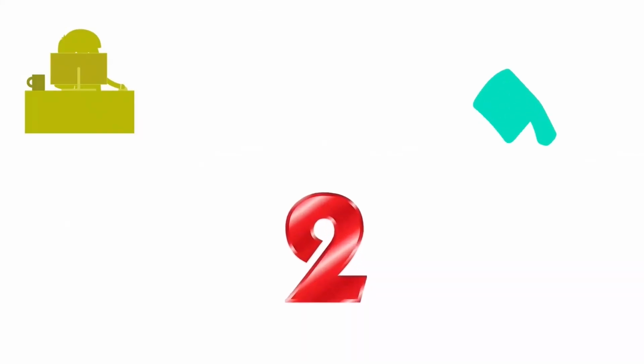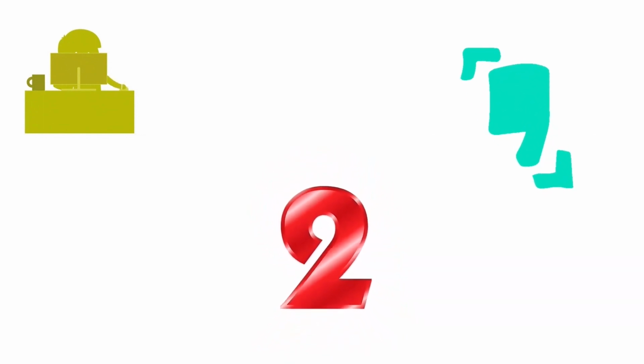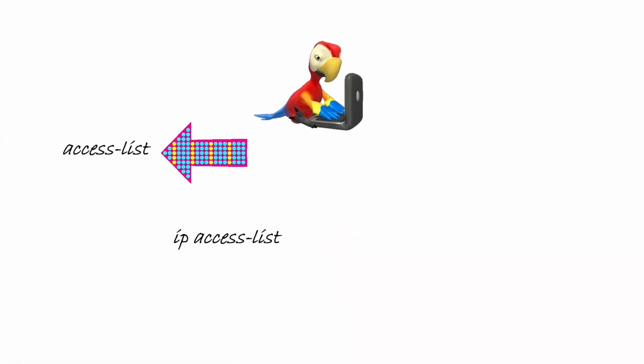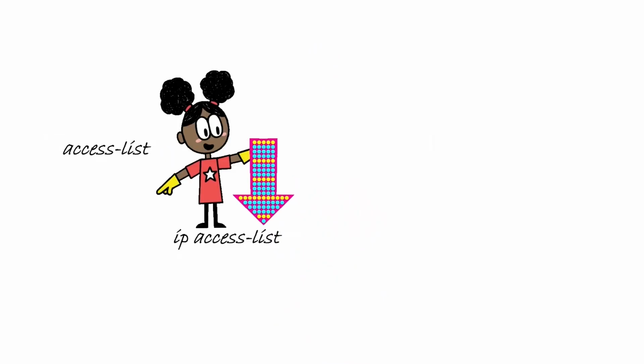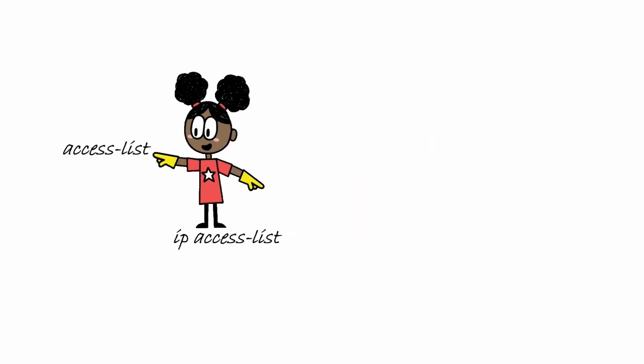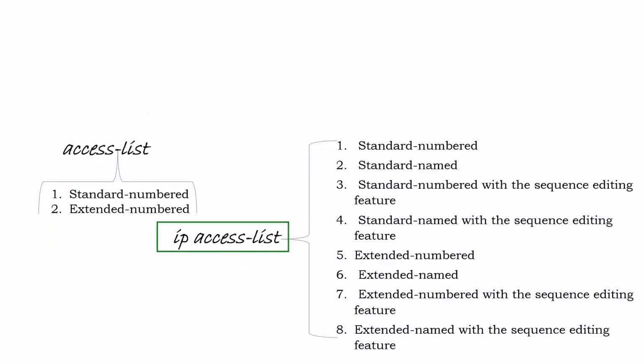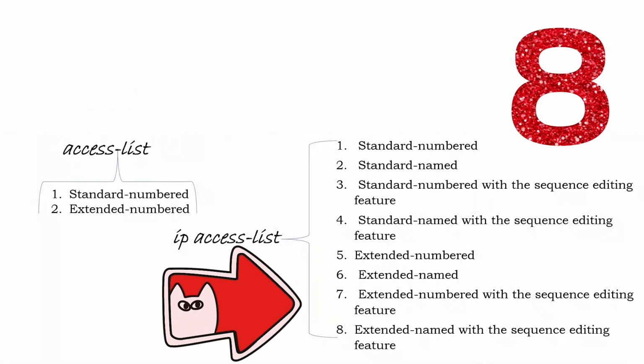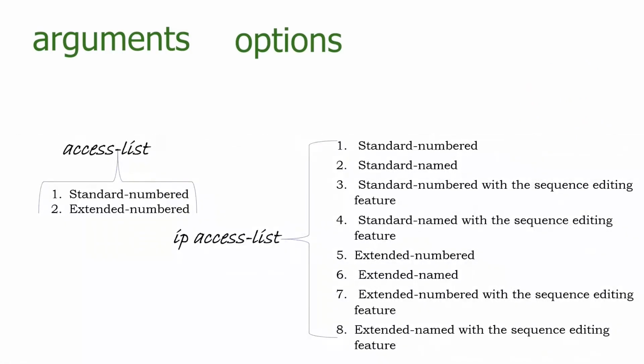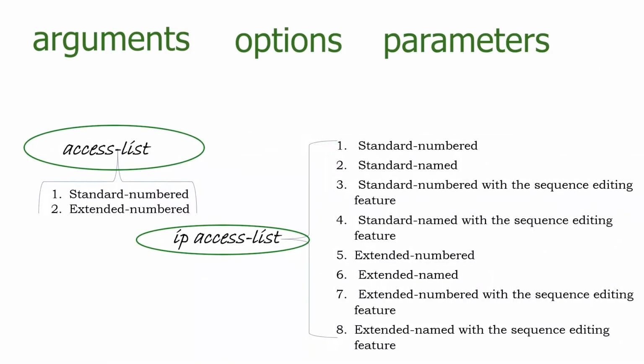To create and configure these access lists, we have 2 commands. These commands are access-list and ip access-list. The main difference between both commands is the first command supports only 2 types, the standard numbered and extended numbered, while the second command supports all 8 types. Let's understand the arguments, options, and parameters of both commands.